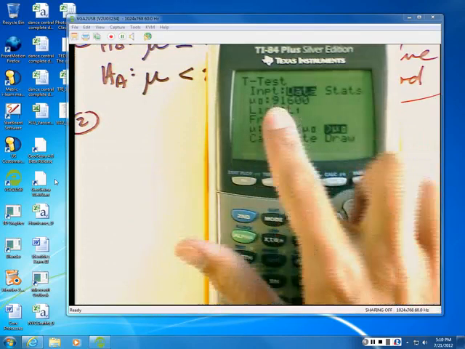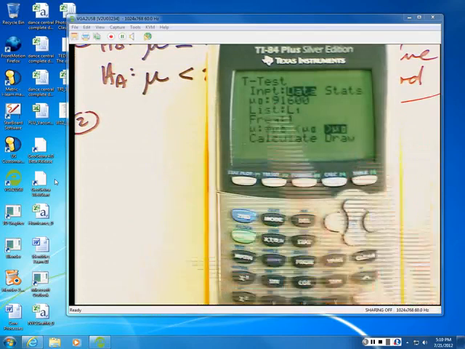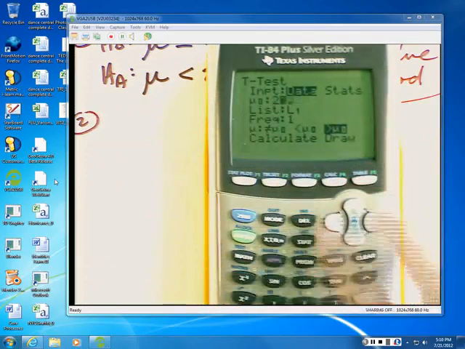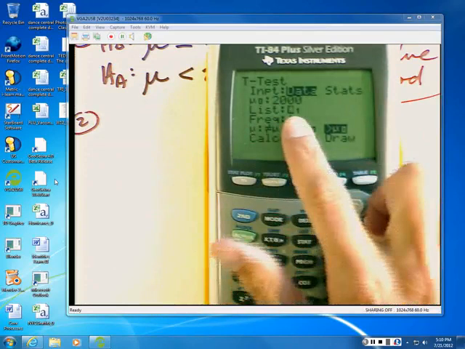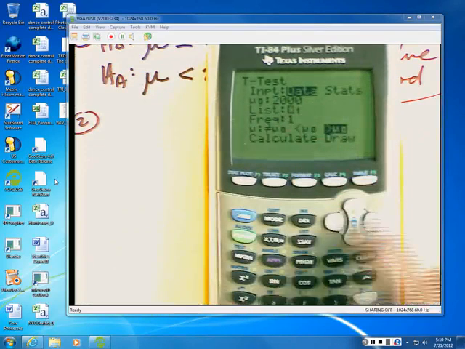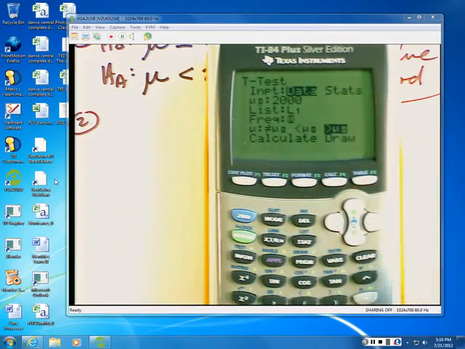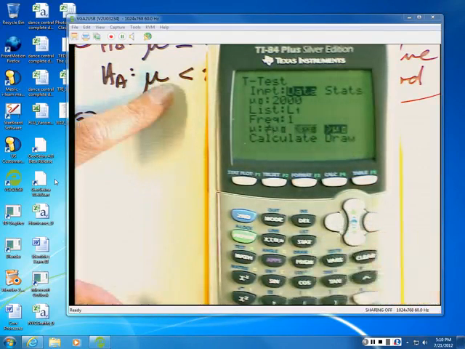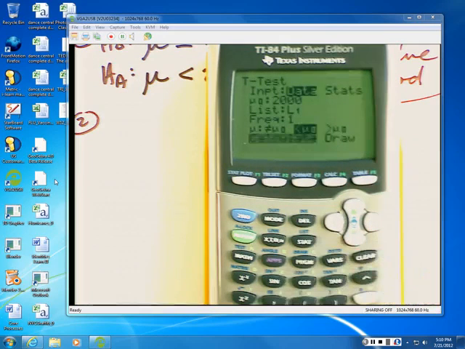What is my null average? That's the 2,000. Oops, 2,000. Where's your data? It's in L1, so I already have L1 selected, or you can go ahead and hit one of your L1, L2 keys. Frequency, leave this at 1 unless you used a frequency list. This just says to use each of the acreages one time. And my alternative hypothesis is less than. So I arrow over to less than, go to calculate.